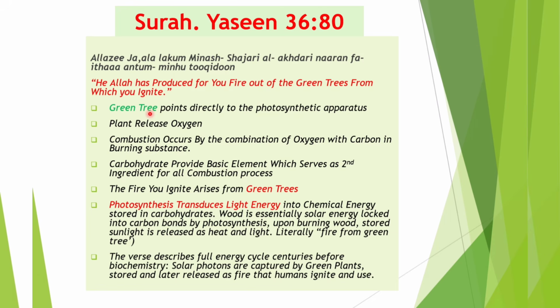Here is mentioned al-akhdar, shajar al-akhdari means green tree. What does green tree mean to a biology student? It points directly to the photosynthetic apparatus because you have seen chlorophylls are there, and also you have seen that the plant releases oxygen as a byproduct, very important for the combustion process. To ignite a combustion process, you require oxygen. That's also given by the plants.